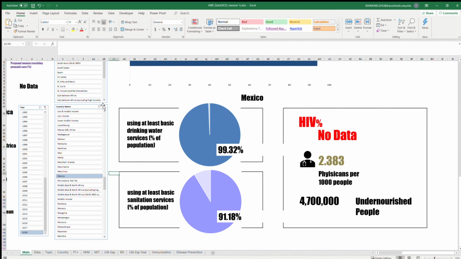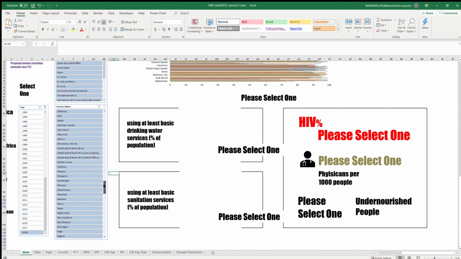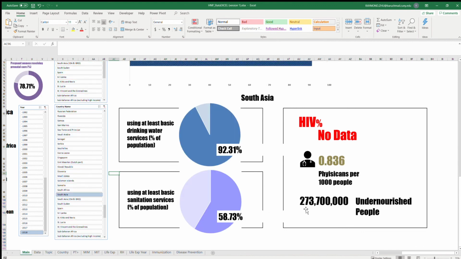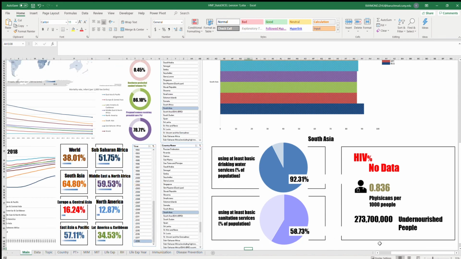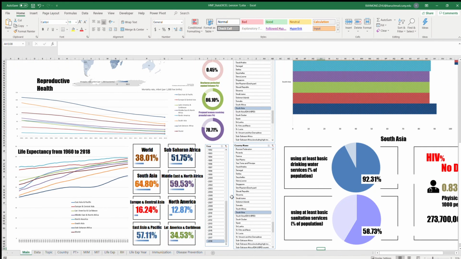And when you click on a region like South Asia, you can see that there are a lot of people who are undernourished and a lot of people who don't have basic sanitation services. So the purpose of this research is to create awareness of global health.